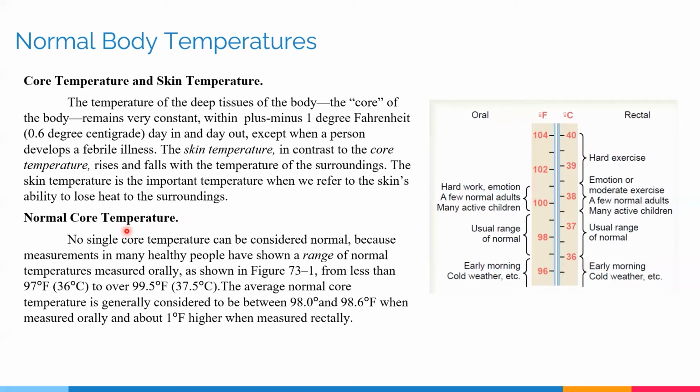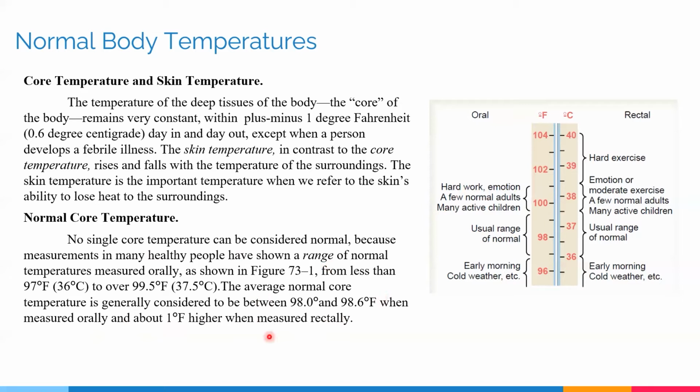So next we will look at the normal core temperature of a body. No single core temperature can be considered normal, because measurements in many healthy people have shown a range of normal temperatures measured orally. As shown in the figure, from less than 97 degrees Fahrenheit, which is 36 degrees Celsius, to over 99.5 degrees Fahrenheit, which is around 37.5 degrees Celsius. The average normal core temperature is generally considered to be between 98 and 98.6 degrees Fahrenheit when measured orally, and 1 degree Fahrenheit higher when measured rectally.